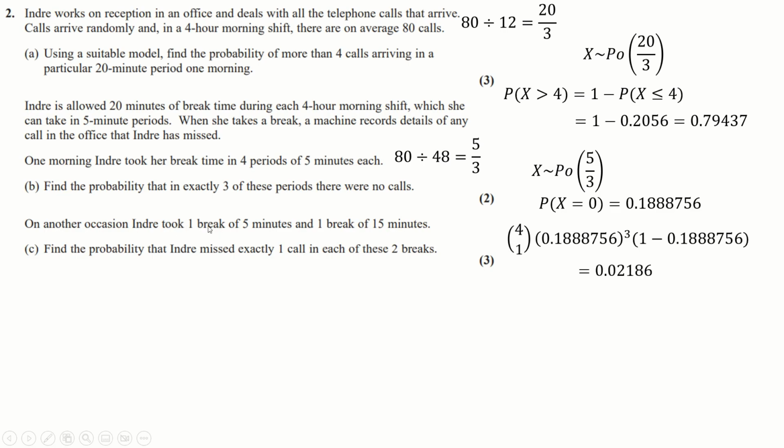On another occasion, they broke the breaks up into one 5-minute and one 15-minute break. So what's the probability of getting exactly 1 call in the 5 minutes? Well, it's just this distribution with x equals 1. Again, just put it in the calculator, we'll get this.